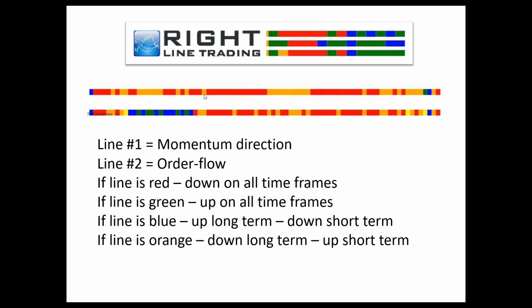Now, there's lots of ways of assessing momentum. You can use an oscillator, you can use a MACD, but what we use is a modified Fibonacci formula. When the line is red, momentum is down on your two higher time frames. When the line is green, momentum is up on your two higher time frames. On the bottom line, when the line is red, order flow is down on your two higher time frames. When it's green, order flow is long on your two higher time frames.